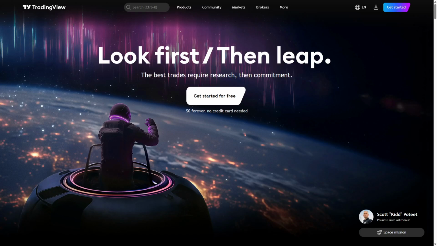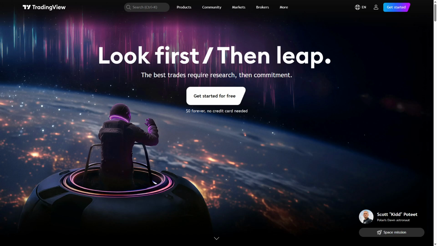TradingView versus NinjaTrader. Which trading software should you use? Choosing the right trading platform can completely change how you analyze markets and execute trades without missing key opportunities. Both TradingView and NinjaTrader offer unique features for traders.